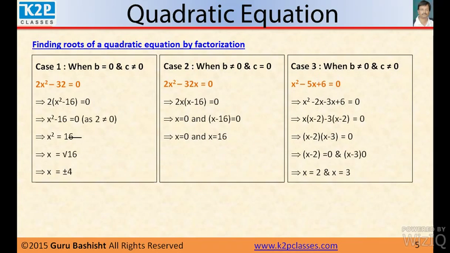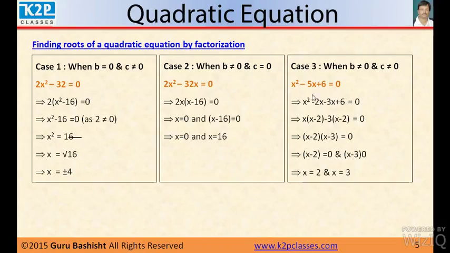Third case is when b is not equal to 0 and c is not equal to 0. That is x square minus 5x plus 6 equal to 0. So in this case, multiply a, which is the coefficient of x square, and the constant, that is 6.